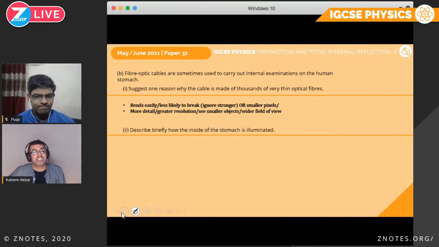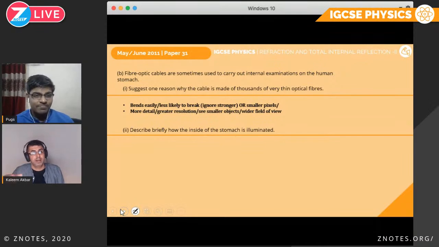Next, describe very briefly how the inside of the stomach is illuminated. Now, guys, if you're in a dark room, let's say it's nighttime, the electricity is shut down in your house. What's the first action you would probably take to allow yourself to see if the electricity's been shut off? I would go looking for a torchlight. Yeah, you either pull out your phone if it's still got battery and it's on, or look for a flashlight.